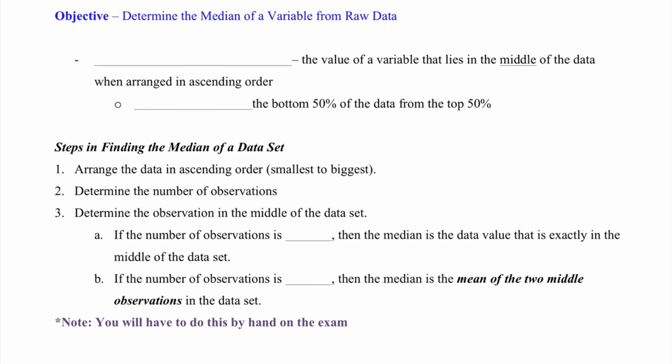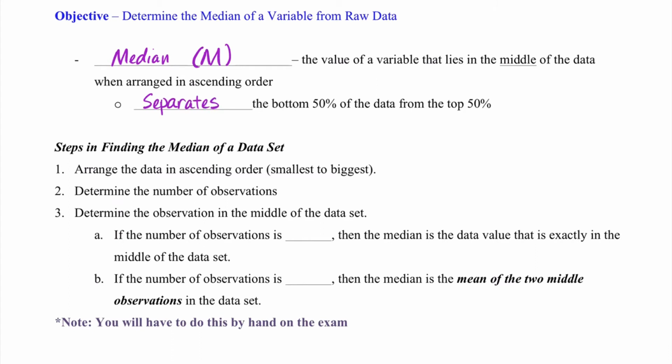Our next objective has us discussing the median of a variable from raw data, and we want to be able to find this. Now the median, which is M, is the value of the variable that lies in the middle of the data when arranged in ascending order. What this does is it separates or divides the bottom 50% of the data from the top 50%.